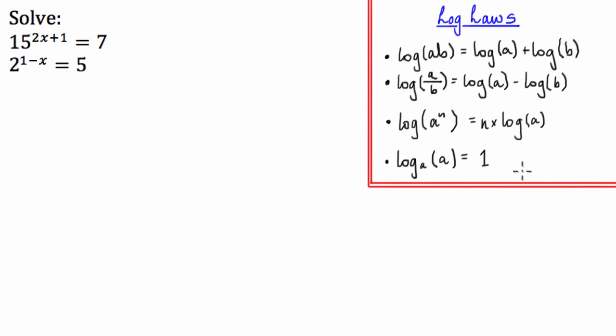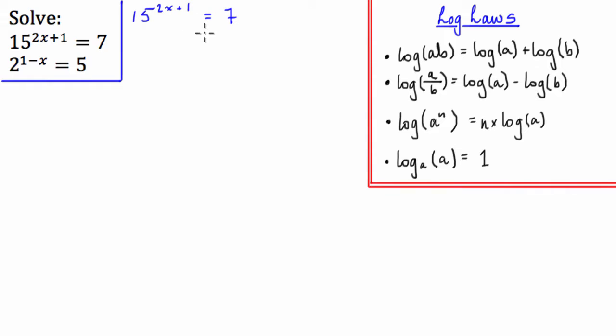What I've written down on the right here are what I think are the log laws that are going to be applicable to these two problems, so I can reference them easily for you guys. So let's start with 15 to the power of 2x plus 1 equals 7. I'll separate these two questions out. So we have 15 to the power of 2x plus 1 equaling 7.